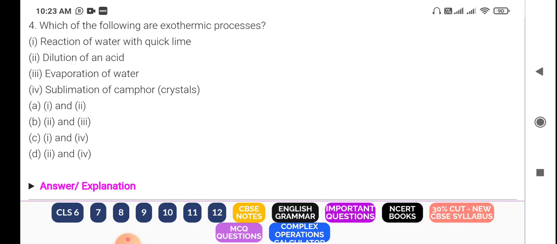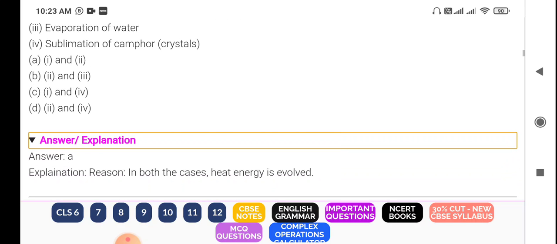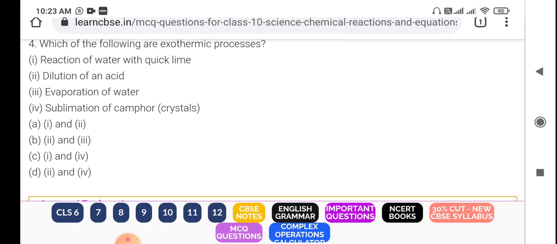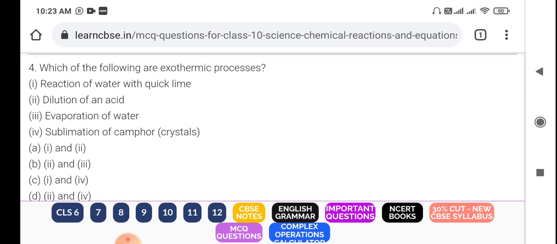Think about that matter: reaction of water with quicklime, dilution of an acid, evaporation of water, sublimation of camphor crystals. So A is the correct answer. A means first and second: reaction of water with quicklime and dilution of an acid. So the first option, A, first and second, is correct, because both of these two processes are exothermic.